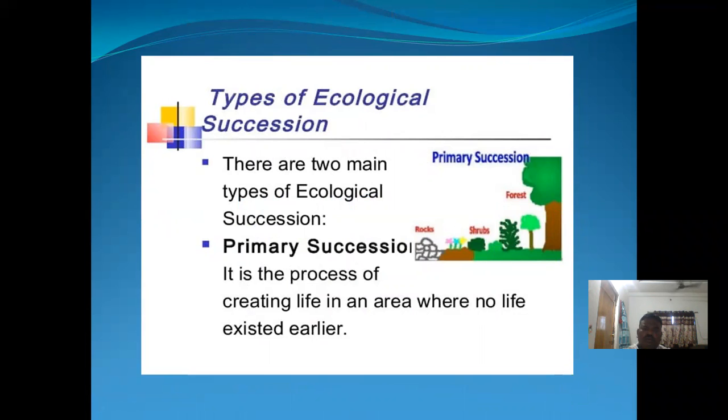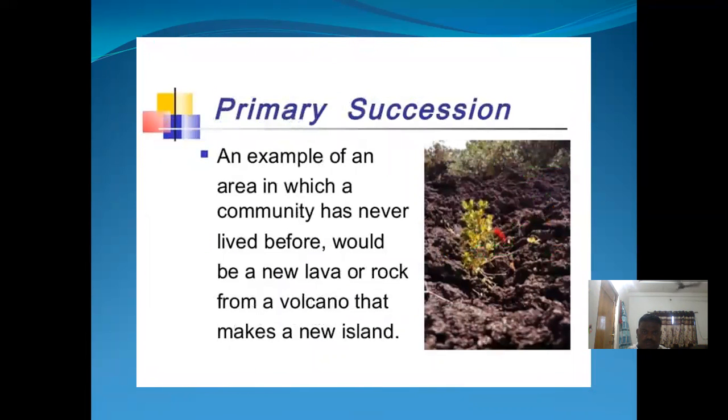Now, there are types. There are two main types of ecological succession. Primary succession is creating life in an area where no life existed earlier. If we take an example, the area in which a community has never lived before would be new lava or rock from a volcano that makes a new island.